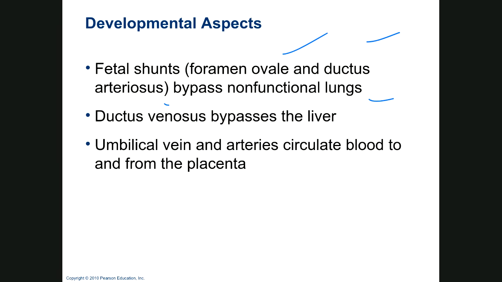Foramen ovale is the little hole in the atria. Ductus arteriosus is the bypass from the pulmonary trunk to the aorta. Ductus venosus is a bypass around the liver, and then the umbilical vein and arteries circulate blood to and from the placenta.